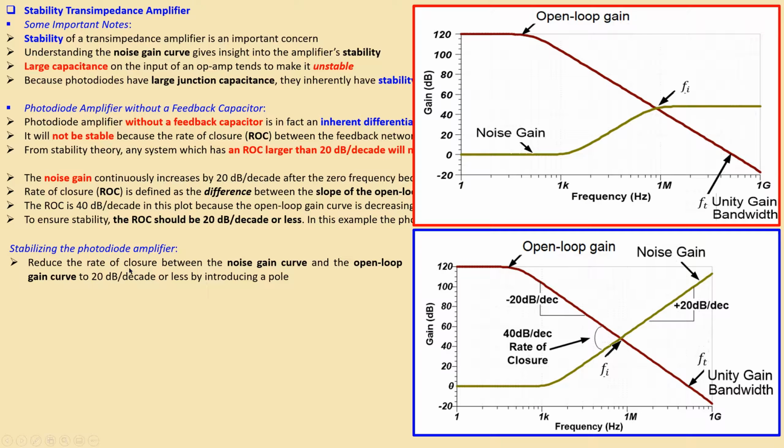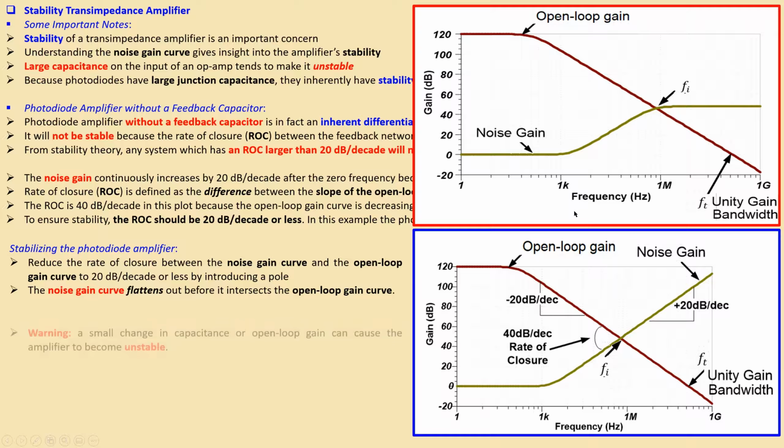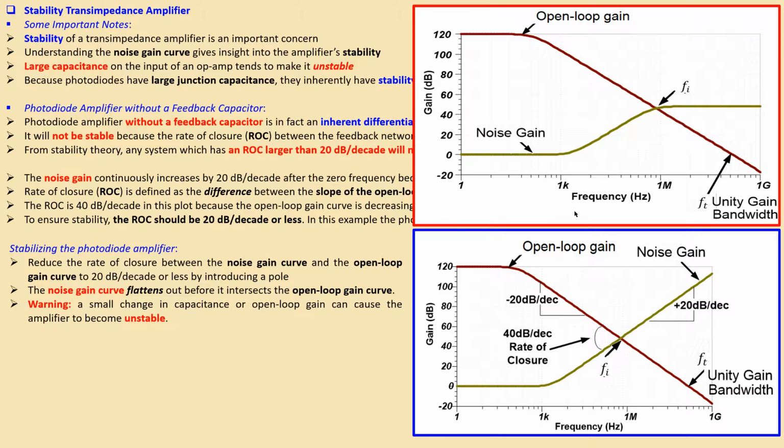So reduce the rate of closure between the noise gain and the open loop gain to 20 dBs per decade or less. You can do this by introducing a pole, which is of course the feedback capacitor. The noise gain curve flattens out before it intersects the open loop gain curve. Of course you can shift this to the left side to have more margin, more safety. There's a warning here: a small change in the capacitor or the open loop gain can cause the amplifier to become unstable. So if you just take it at the edge, you have a very small margin, so placing it on the left side will give you more margin.